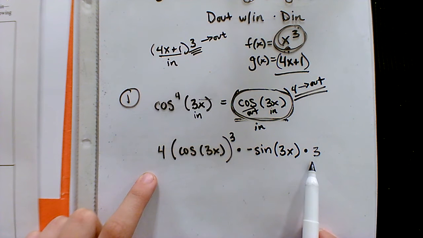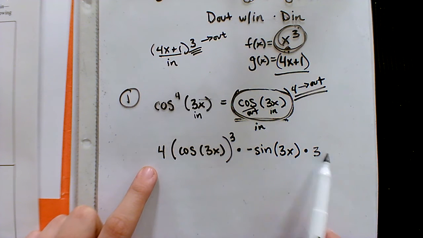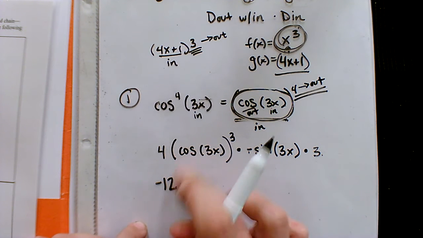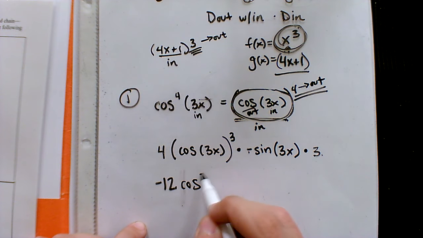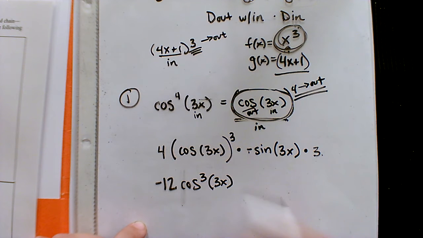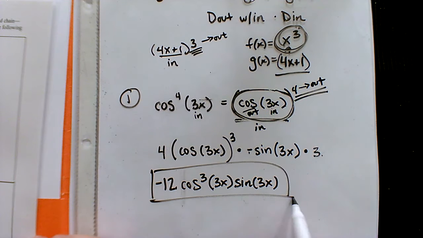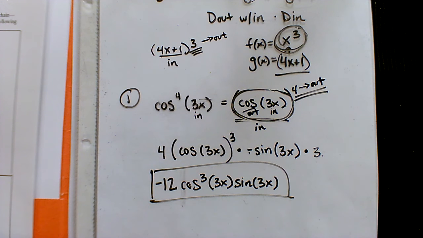So we can clean this up. We can take 4 times 3 times negative 1 to make a negative 12 coefficient. And we can write cosine cubed of 3x and then the sine of 3x. So this is what it might look like in a simplified form, more eye-appealing.